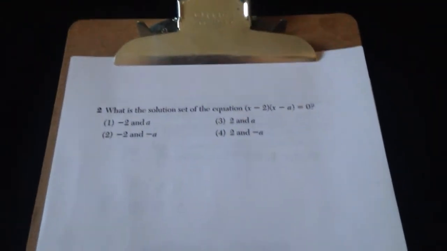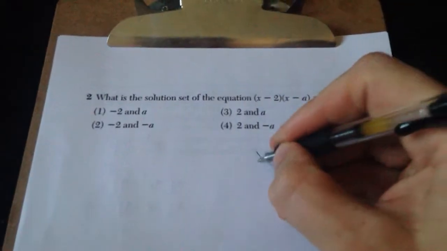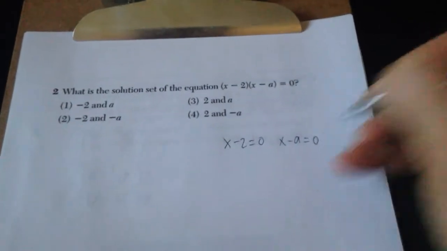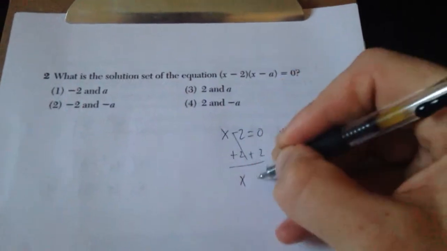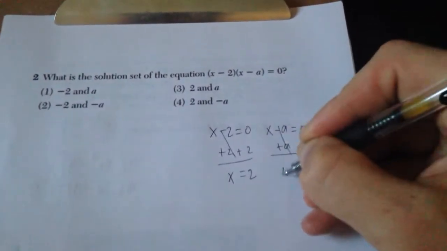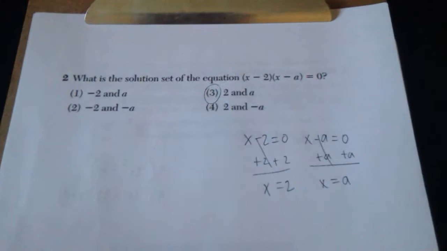Number 2, they set this up like a quadratic equation. When you're solving a quadratic equation and you come down to these two factors, what do you normally do? You set both factors equal to 0, and then you solve for your variable x. Therefore, choice 3 is your answer.